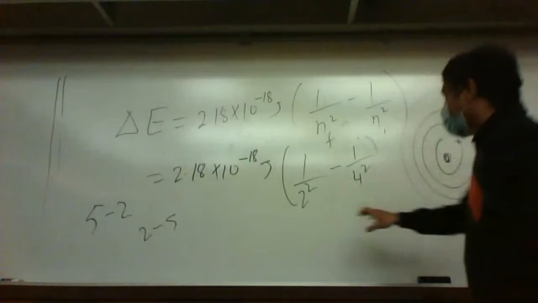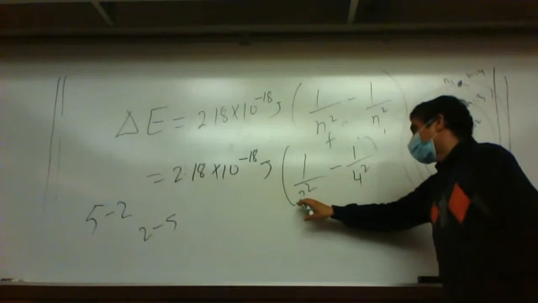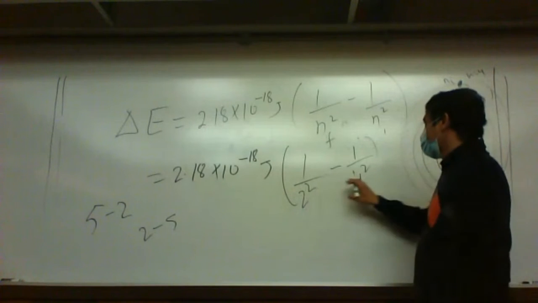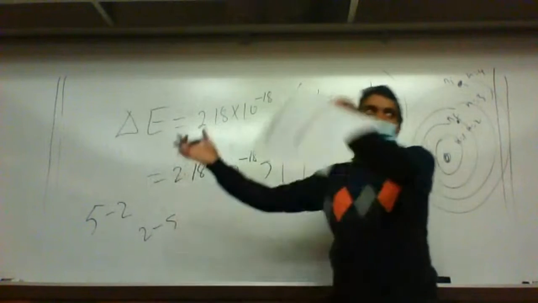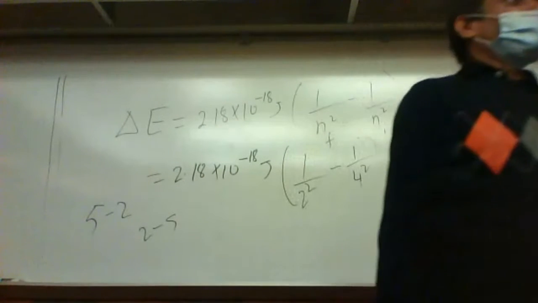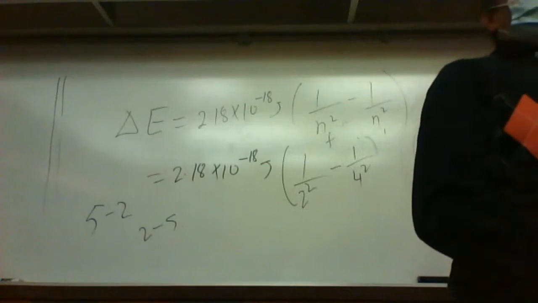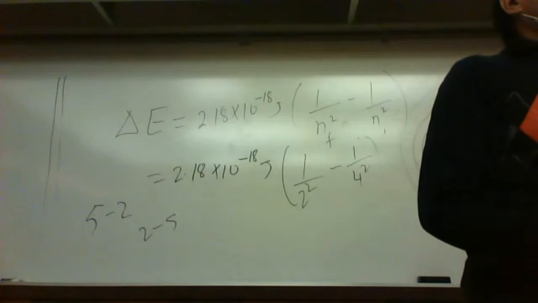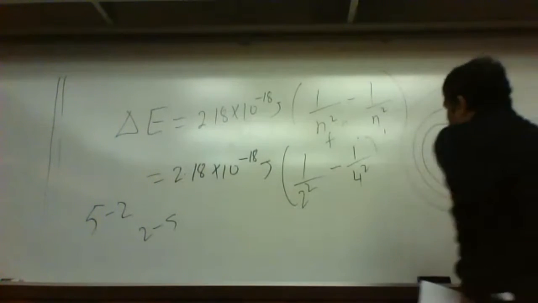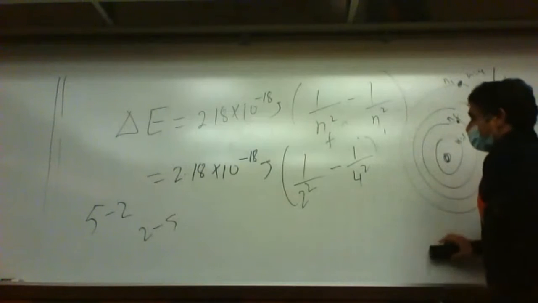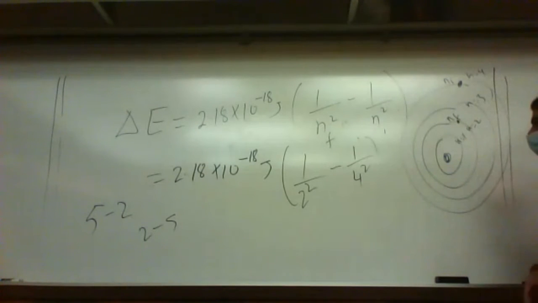If for some reason you get confused and put 4 squared here and 2 squared there, you may get a negative sign. Just remove that negative sign and you get the positive sign, because the energy difference cannot be negative. So don't get confused by this one. Good. Now you calculate the energy difference.